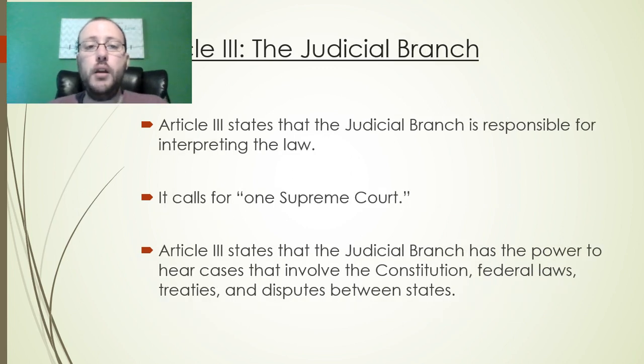Article 3, the judicial branch, states that it's responsible for interpreting law. It calls for one Supreme Court. That's the Supreme Court that we have. It is based off of the judicial branch. It states the judicial branch has the power to hear cases that involve the Constitution, federal law, treaties, and disputes between states.